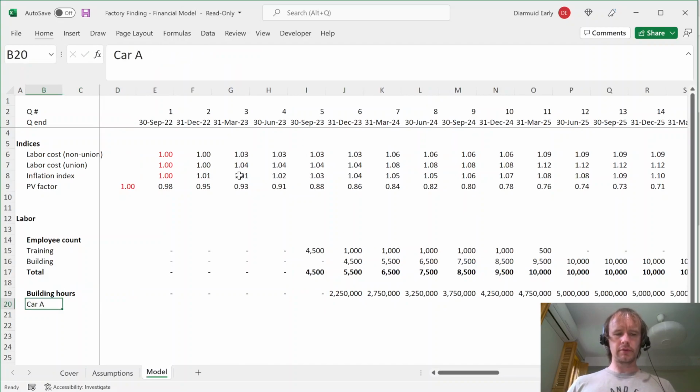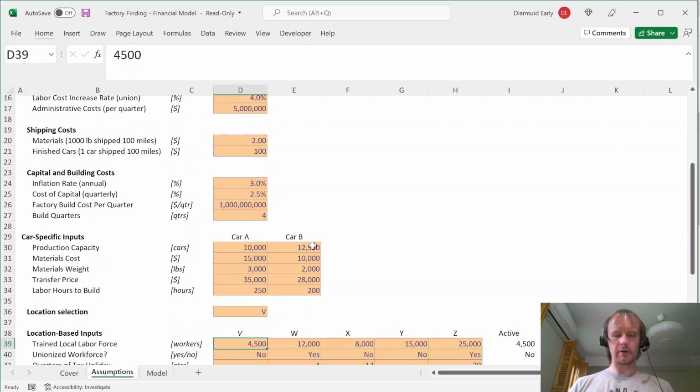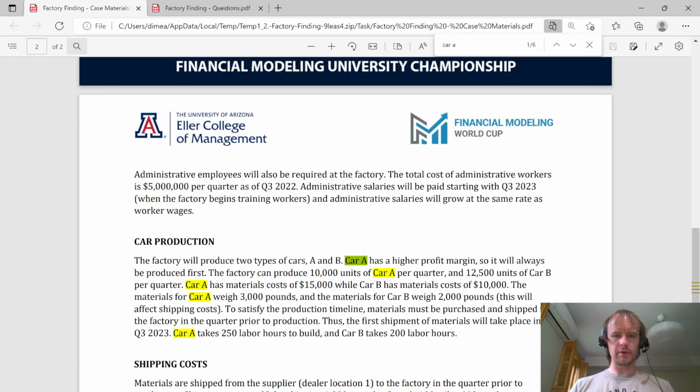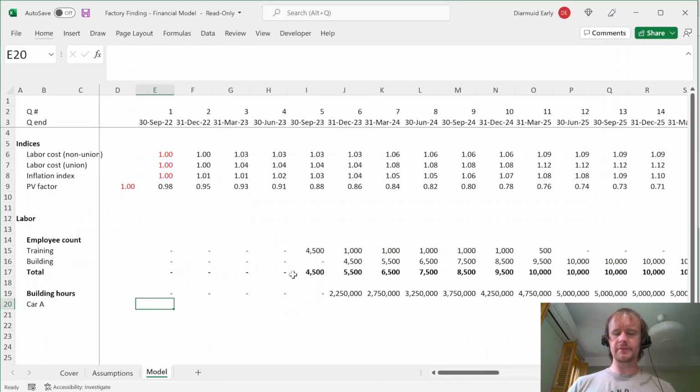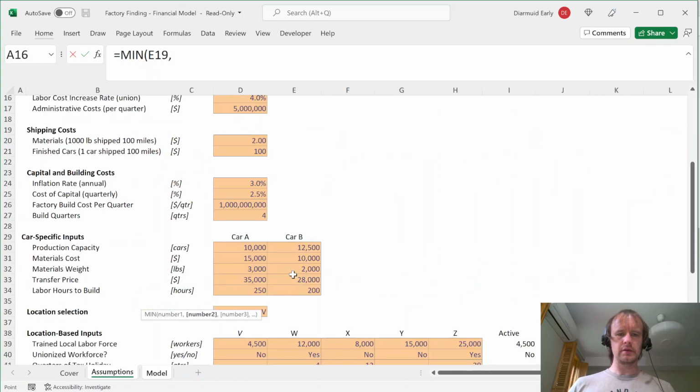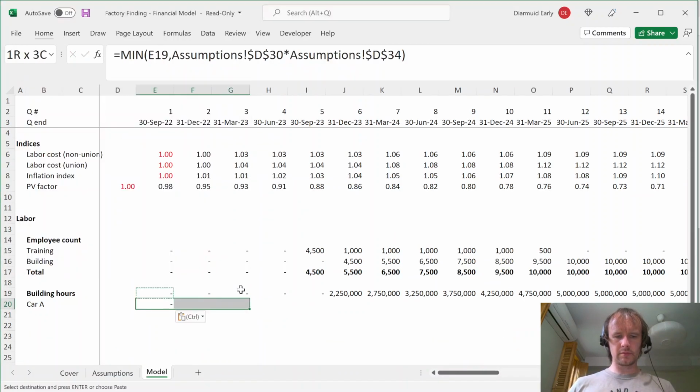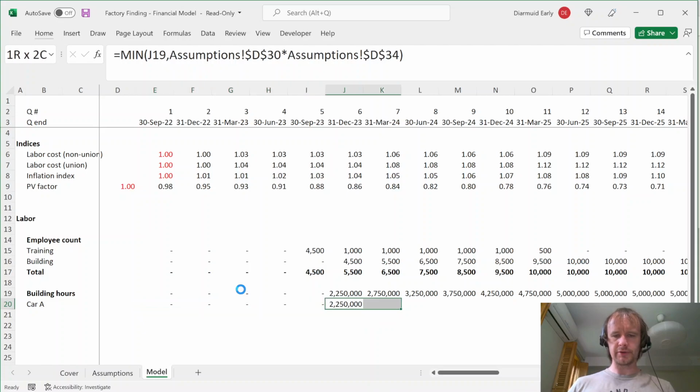We're told we have 2 different models of cars that we work on, car A and car B. And we are told somewhere here that car A has a higher profit margin, so that'll always be produced first. So when we have limited hours, we're going to allocate it all to car A first. So car A is going to be the minimum of this, and so the most hours that you could allocate to it is 10,000 cars times 250 labor hours, which is 2.5 million, sorry, I should say.